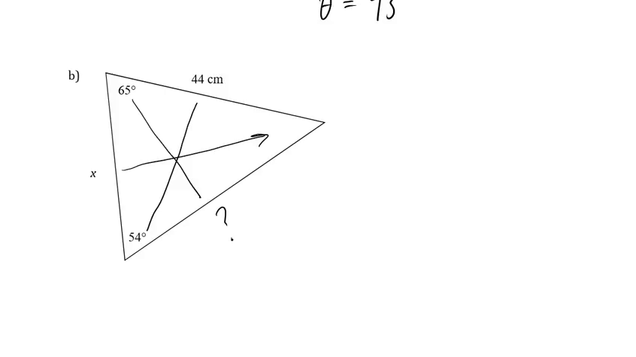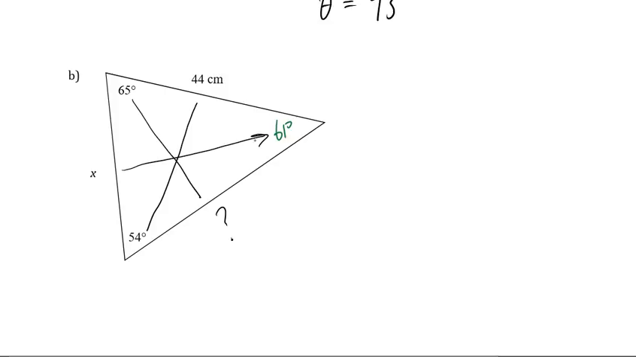Right, 180 minus 65 minus 54, which gives me 61 degrees. For this process, you don't have to show that step, but write it in there. Show the 61 somewhere. Some people did. They wrote 180 minus, right? And that's fine to do. But if you just write the 61 in there, that's okay in this case, okay?